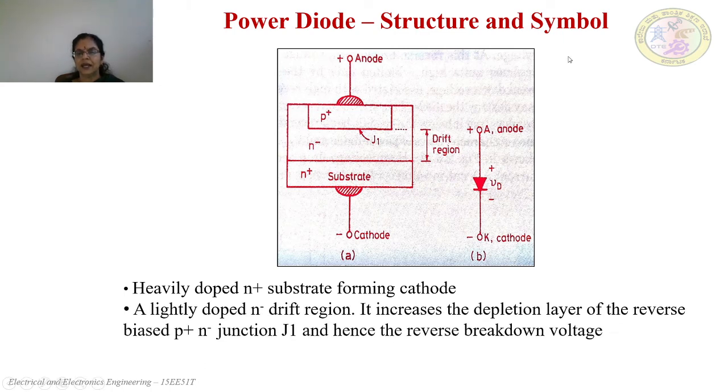It has a heavily doped N plus substrate which forms the cathode, a lightly doped N minus drift region, and a heavily doped P plus layer. We should always understand that when we talk of this plus and minus, plus indicates heavily doped and minus indicates lightly doped.